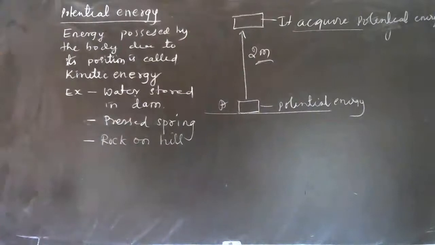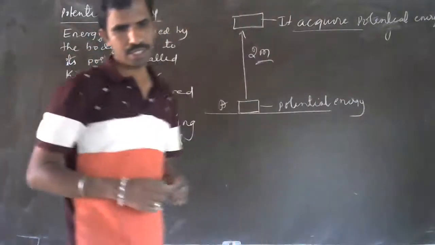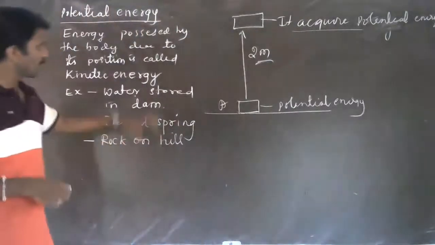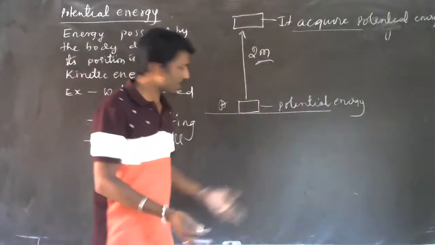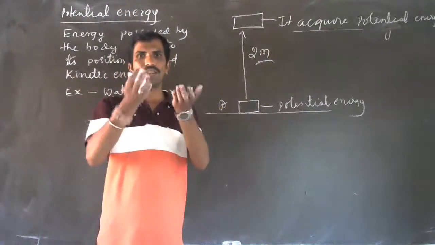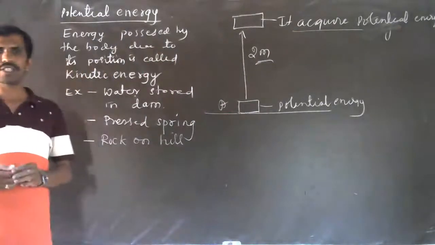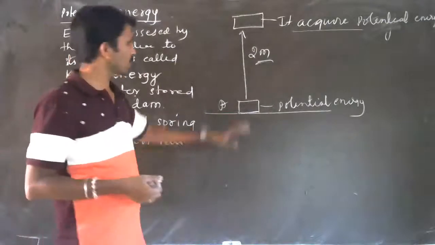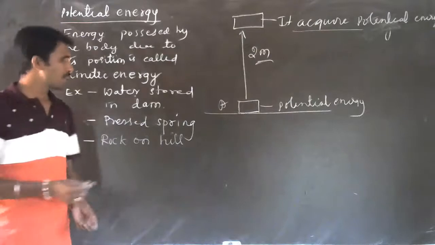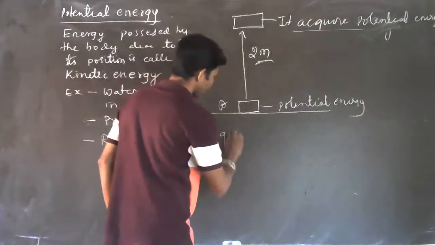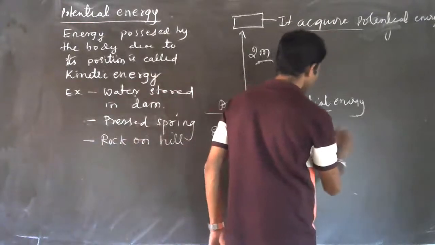Potential energy is also the energy present when we are working against gravity. We are lifting that object against gravity, and that potential energy is known as gravitational potential energy. So the equation of potential energy is mgh.